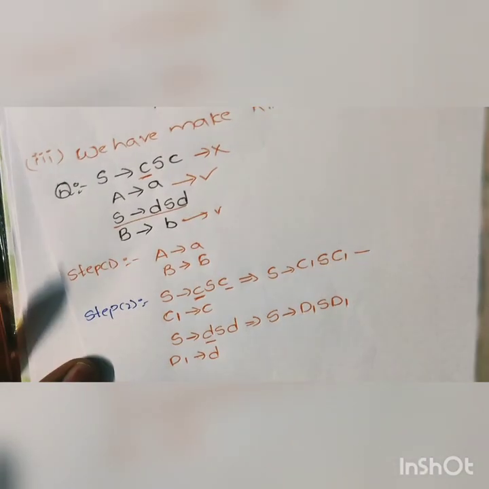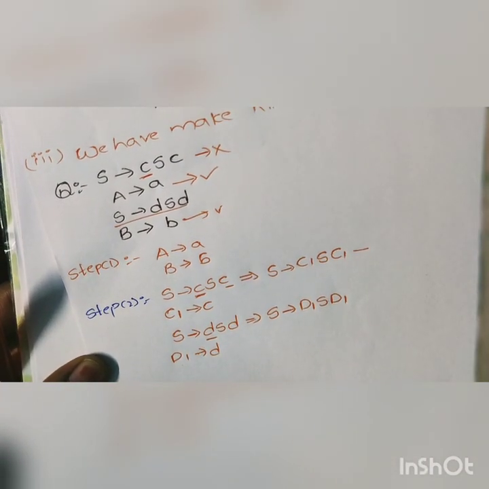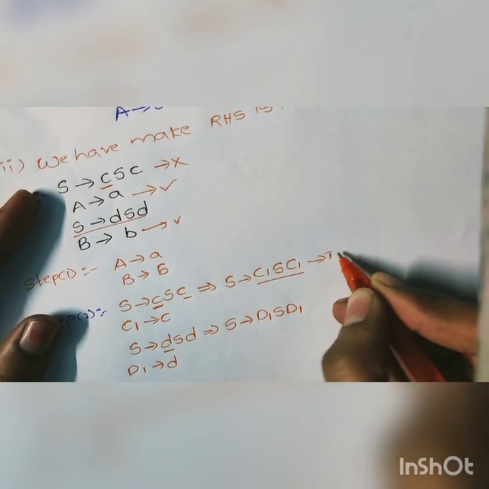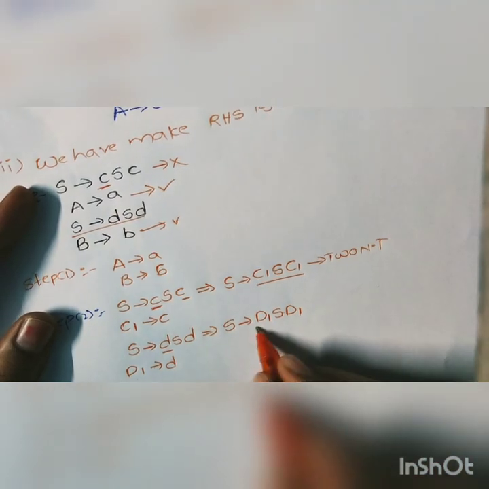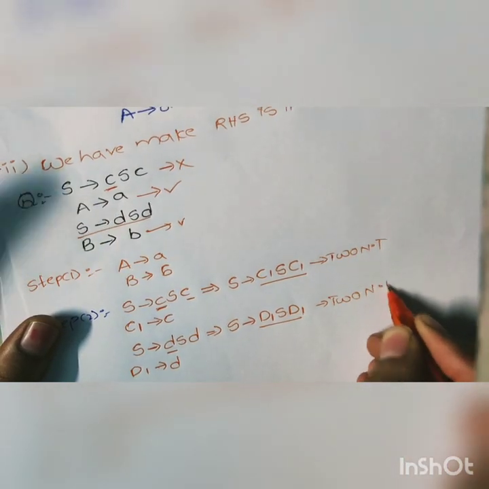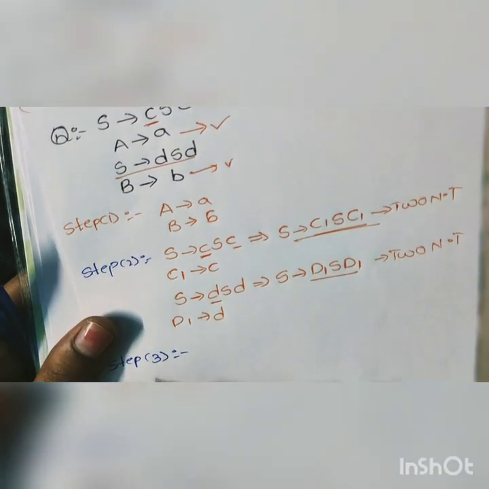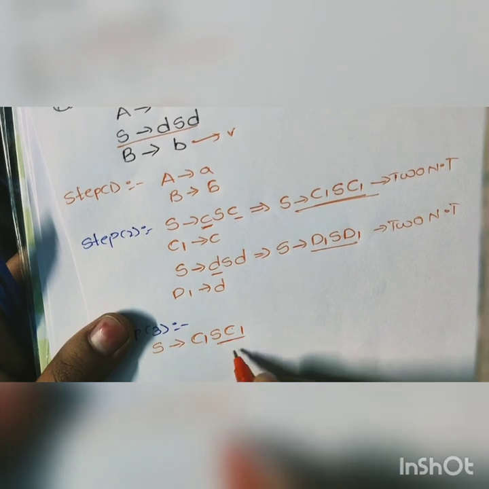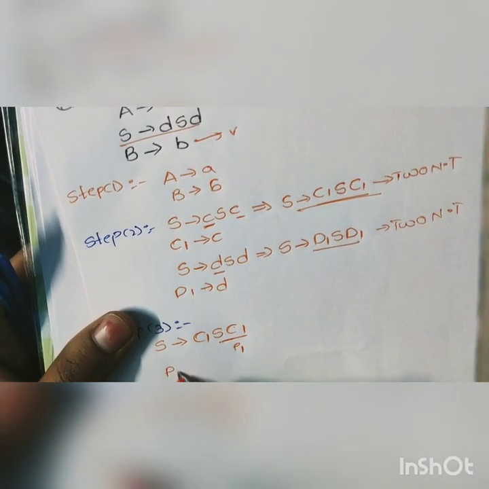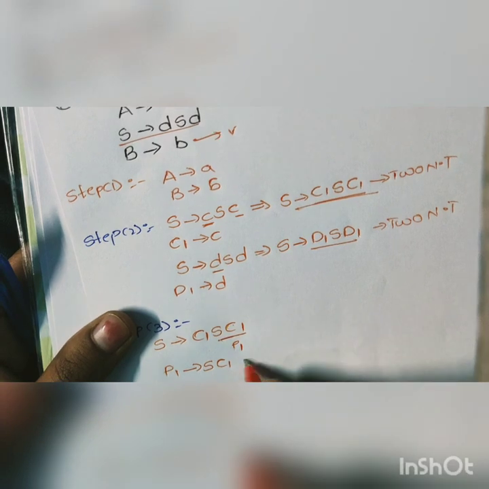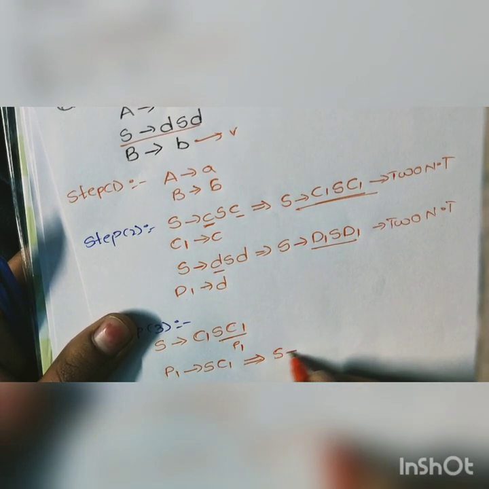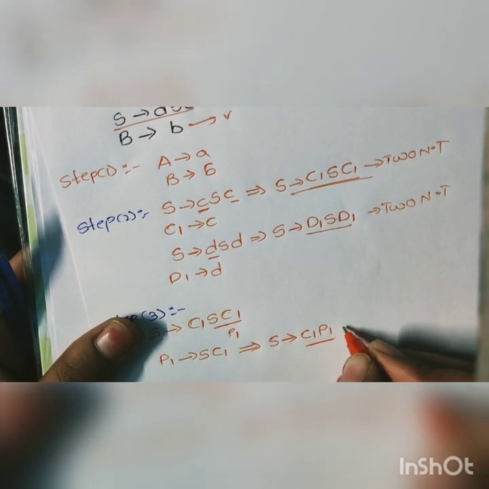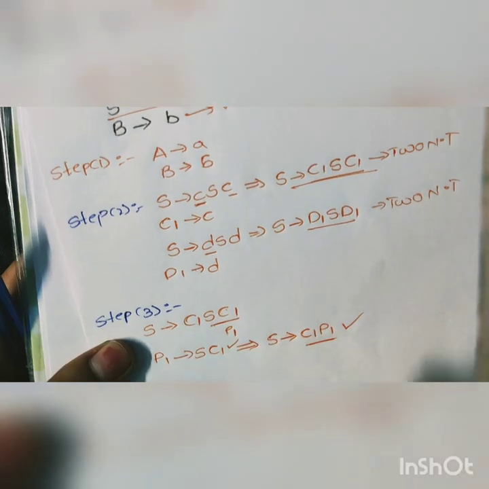Now step three is to make it into CNF. That means by substituting, we have to convert the right-hand side into two non-terminals. Let us first go with this production rule, S tends to C1 S C1. Now I am interested in substituting it with P1. P1 tends to S C1. When I substitute P1 in this production, it becomes S tends to C1 P1. Now this is in CNF, so make a tick. It will be easy to write at last.